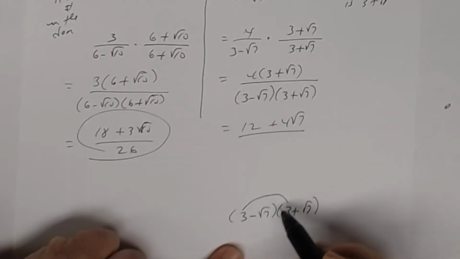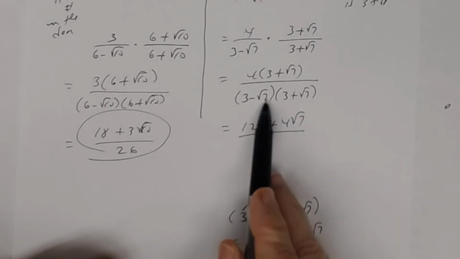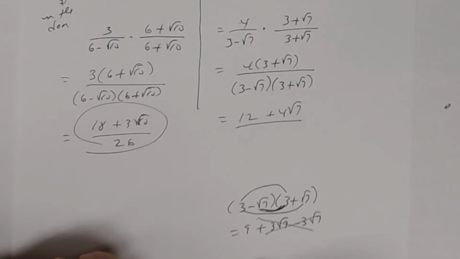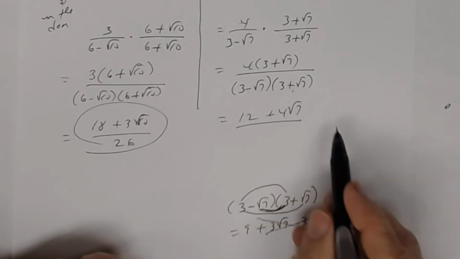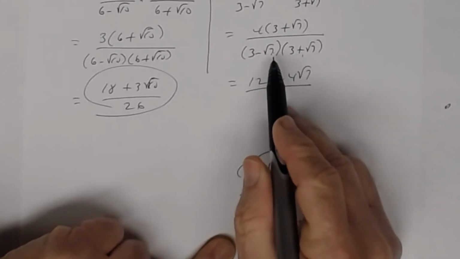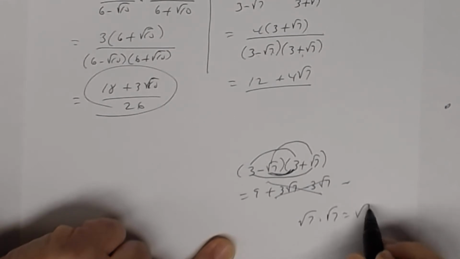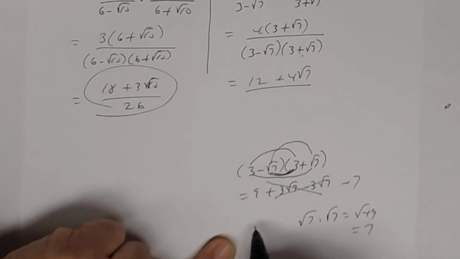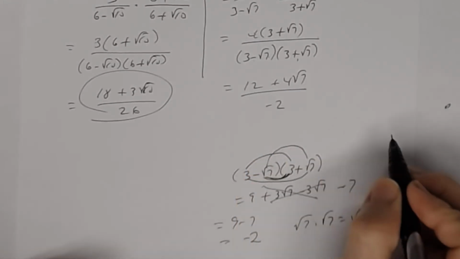Foiling, we get 3 times 3 is 9. The outer is 3 square root of 7. The inner, a negative square root of 7 times 3 is a negative 3 square root of 7. Since those are conjugates, the outer and the inner will always cancel out. They will be opposites. And then a negative square root of 7 times a positive square root of 7 is a negative. The square root of 7 times the square root of 7. See, this is right here, square root of 7, square root of 7. It's square root of 49, which is just 7. So this becomes 9 minus 7, which is a negative 2. So we get negative 2 down here.